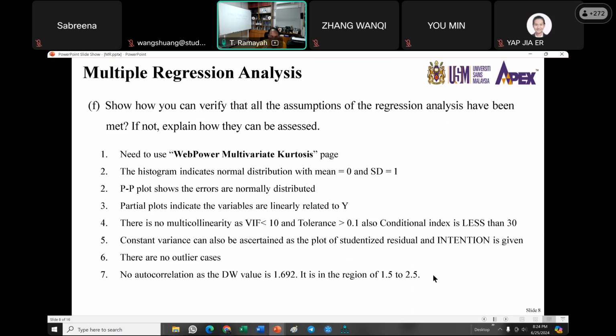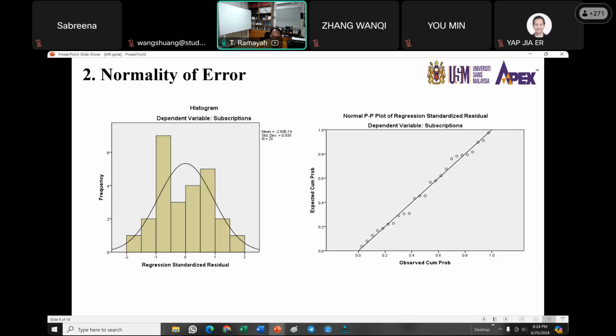So for the histogram and the normal probability plot, you will see most of the points are very close to the line, and the histogram looks very normal, okay, with one peak. Okay, mean is close to 0, standard deviation is close to 1. Okay, so that already confirms we have normality of the error. This is assumption number 2.